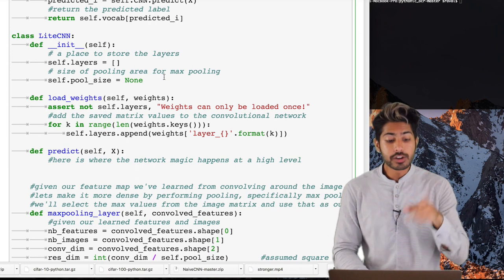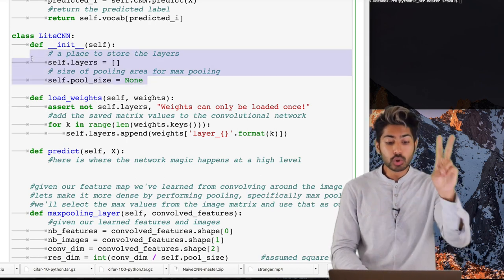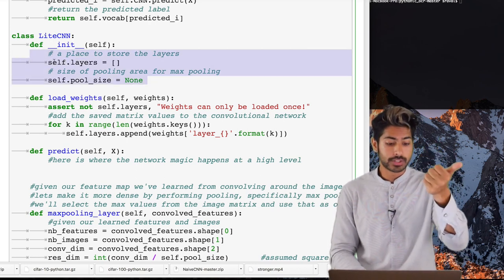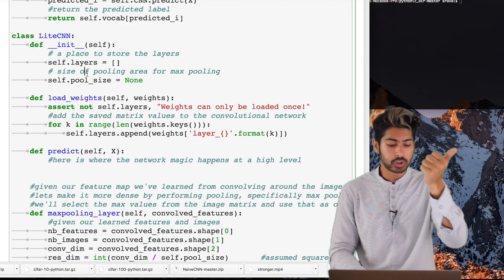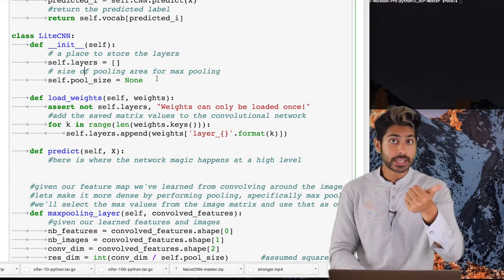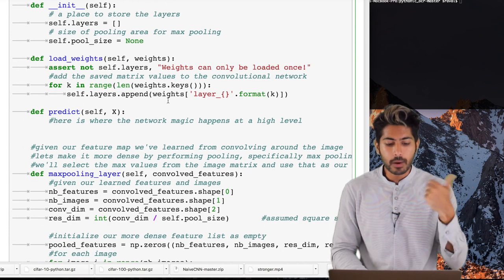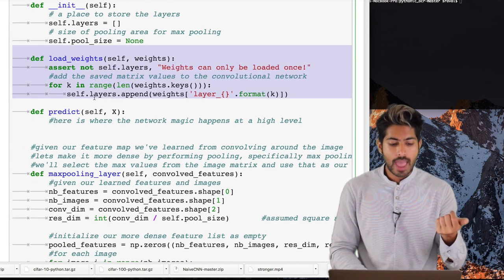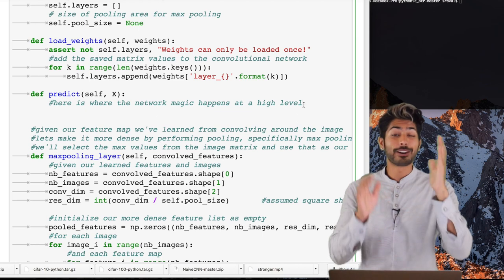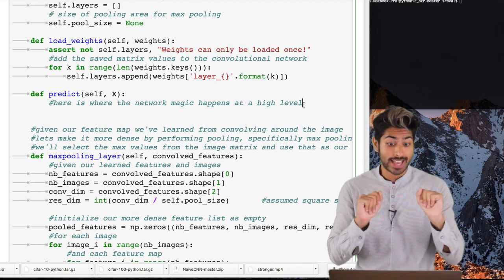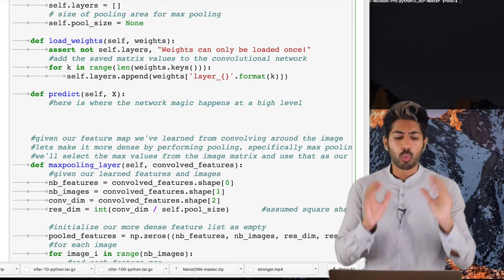Okay, so in our initialize function, we'll initialize two lists. One to store the layers that we've learned, the weights of each layer, and then the size of the pooling area for max pooling, okay? We'll load up our weights from our pickle file, just like this. And then we have our predict function. Now in our predict function, that's where the real magic is happening, right? Let's code what this looks like.